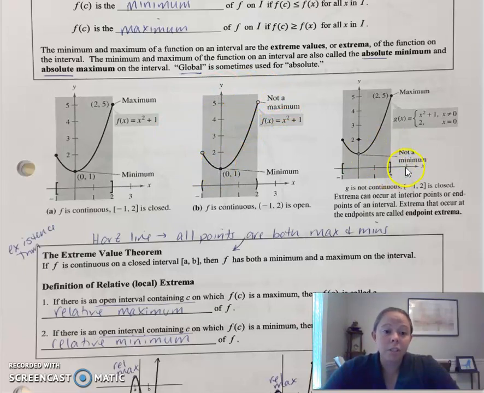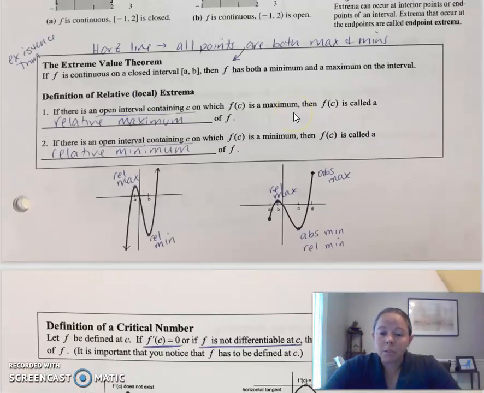And then for this one, here's an example of you don't have a minimum, but you do have a maximum. So there's a lot of things to consider when you're finding and justifying your absolute max and mins. Okay, so here's your extreme value theorem. If f is continuous on a closed interval, then f has both a min and a max on the interval.